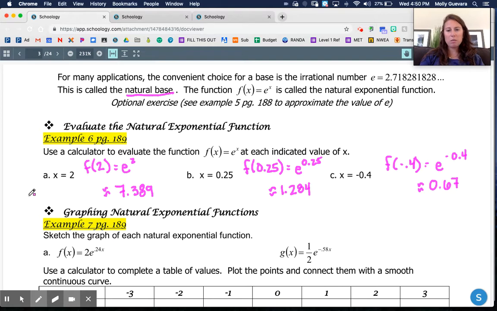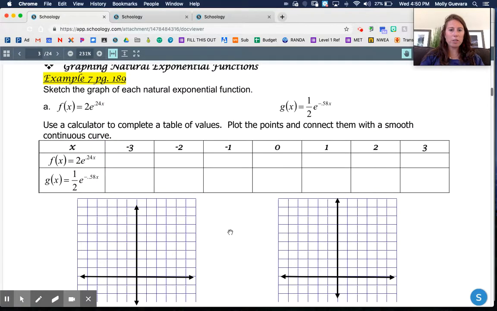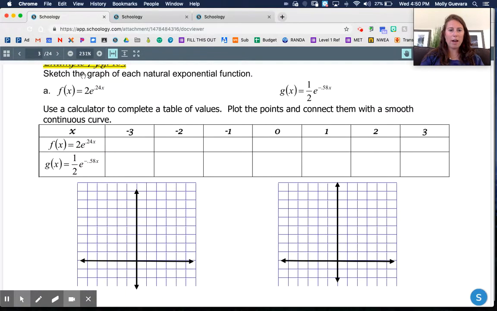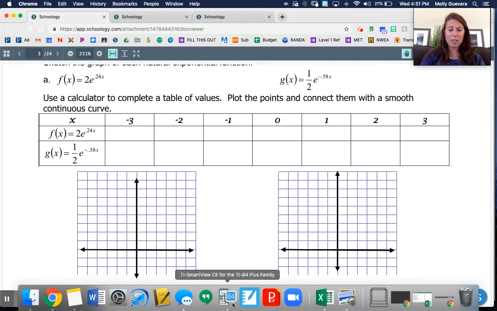Next thing that we're going to look at here is graphing. So how do we enter this into my graphing calculator? So let's go ahead and clear these and look at the next example, which is all about graphing. So it wants us to sketch the graph of each of these natural log functions. Sorry, not natural log, natural exponential functions. So for real, I would just enter this into my graphing calculator and then use the table feature on my graphing calculator. So let me show you what I mean.